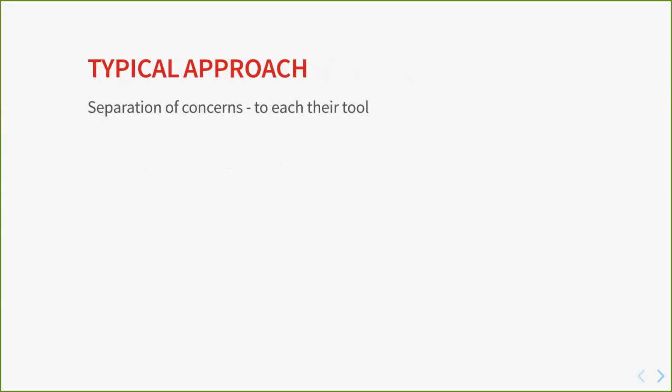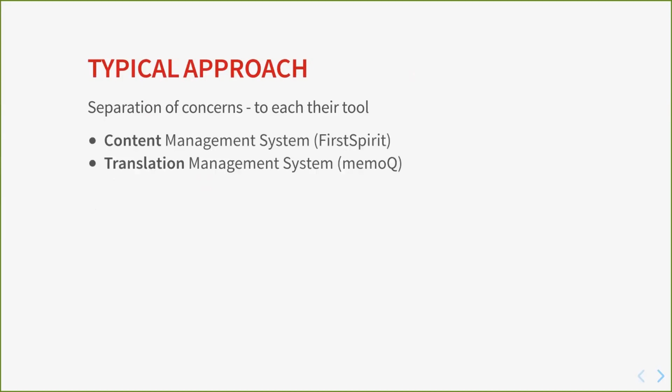The typical approach is usually what I call a separation of concern, to each tool its best tool. So we have a content management system, FirstSpirit, and we have the translation management system, the translation memory system, memoQ. The question is how to interact, because those are great tools, and if used to their full scale, it's quite a cost-efficient approach of translating content.